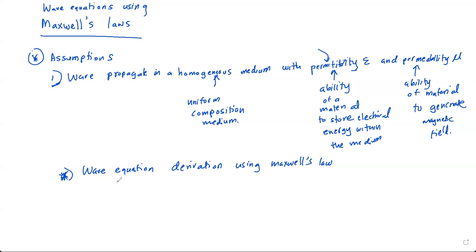Apart from that, we can consider different complex scenarios, and based on the wave behavior, we can estimate the wave behavior at a certain medium, right? Anyway, we are going to derive the wave equation for electromagnetic waves using Maxwell's law. I'm going to delete this page. If you have any questions, you can ask.